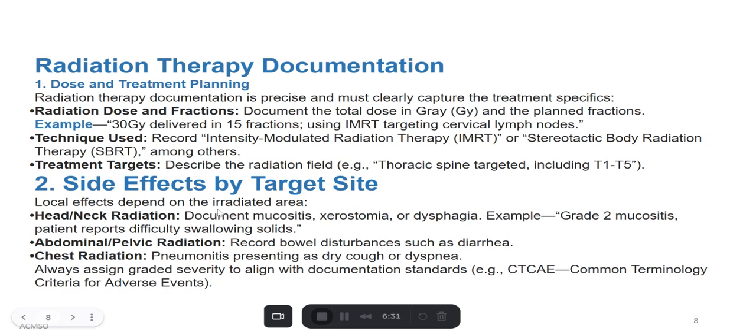Side effects by target site. Local effects depend on the irradiated area. Head/neck radiation, document mucositis, xerostomia, or dysphagia. Example, grade 2 mucositis. Patient reports difficulty swallowing solids.